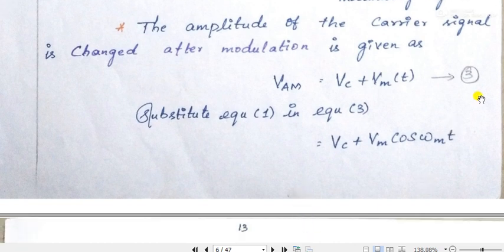To find the modulated signal, we should know the amplitude of the modulated signal. That is Vam, which is equal to Vc plus Vm of t. In the modulated signal, Vc is constant and we need to substitute the value of Vm of t. So Vm of t value is substituted from equation 1. So Vm of t is equal to Vm into cos omega mt.